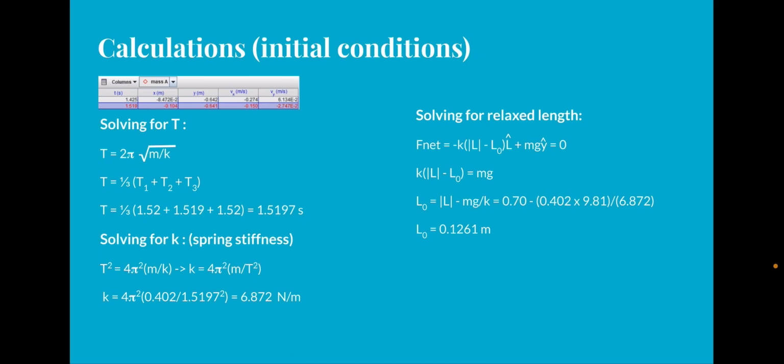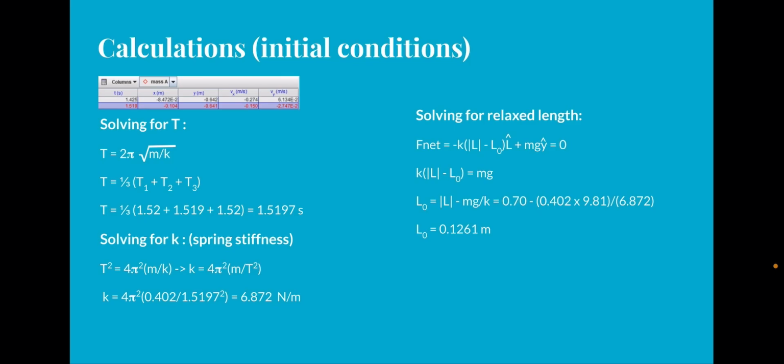We now have to solve for a few things to find the initial conditions. To solve for T, which is the oscillation period represented by the formula 2 pi times the square root of m over k, we have to find the average time for each oscillation period. I took the first 3 intervals and found the average to be 1.5197 seconds. We then have to solve for k using the formula identified in the first part, and rearrange it to be k equals 4 pi squared times m over T squared. Plugging everything in, we get k to equal 6.872 newtons per meter.